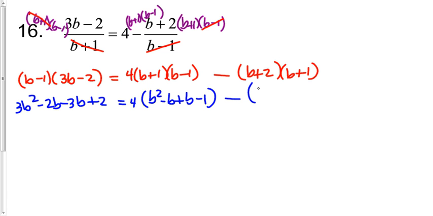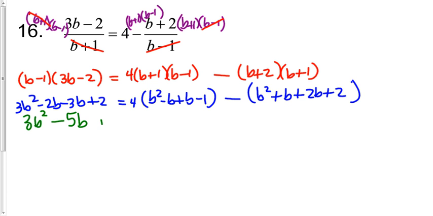Minus, now we're subtracting this whole thing here, so when I FOIL this out I'm going to leave it in parentheses because we're going to have to distribute that negative sign. So I have b squared plus b plus 2b plus 2. Okay, next step. I'm going to combine like terms and just kind of continue doing some simplifying here. I have 3b squared minus 5b plus 2 equals, the b's here cancel out, so I'm going to distribute the 4 to the b squared and the 4 to the negative 1.